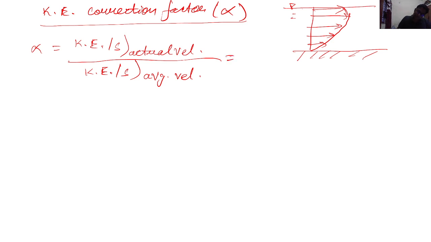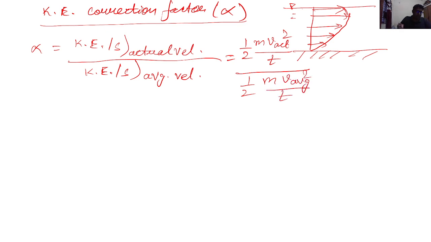So this would be nothing but the kinetic energy expression. The kinetic energy expression is half m v squared. So half m v actual square, because the numerator is by using the actual velocity, by t, because it is the kinetic energy per time, by half m v average square by t. Let us firstly look at the numerator. The numerator states that it is equal to half m v actual square by t.